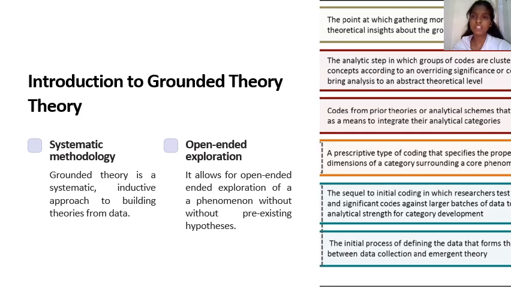Here we can see the points that gathering more data reveals new theoretical insights about grounded theory. The analytic steps in which the groups of nodes are clustered into concepts according to their overriding significance, or it will bring analytics to an abstract theoretical level. Quotes from the prior theories or analytical schemes are used to integrate their analytical categories. A perspective type of coding specifies the property and dimension of the category surrounding the core phenomenon. And these are all the things which we will study in the introduction to grounded theory.